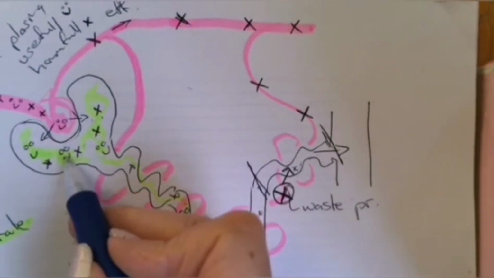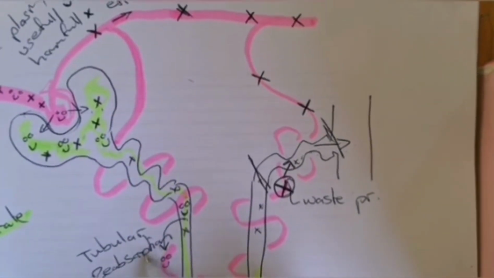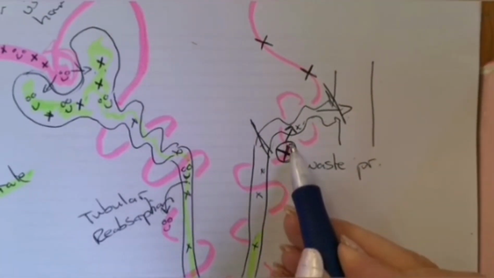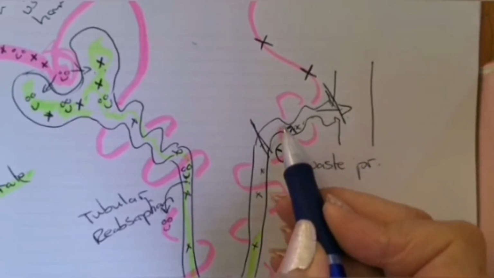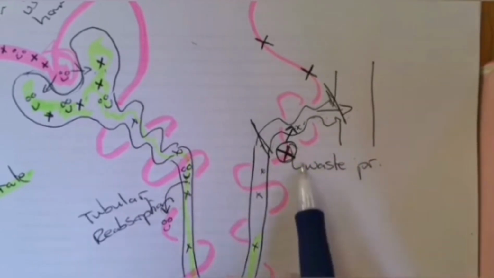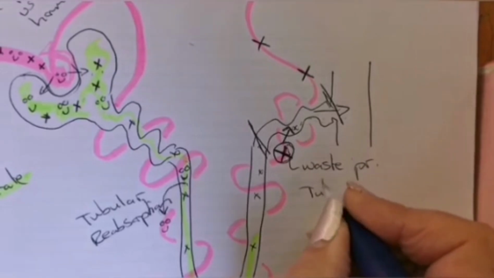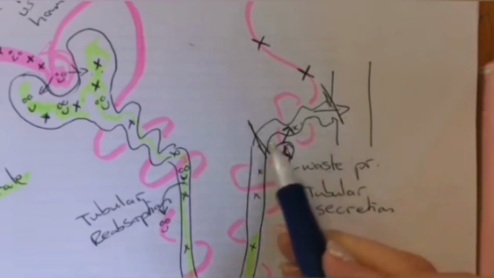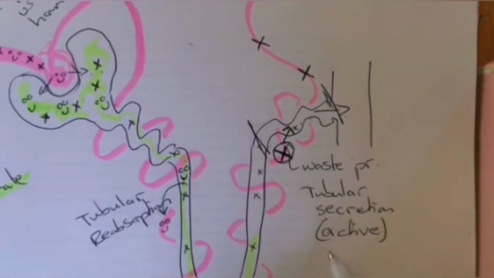Now, the filtration was passive. You didn't need energy. It just happened. Reabsorption of stuff is mostly passive. You don't need energy for it. But this sounds like work. So taking waste products and moving them, sometimes against a concentration gradient, into this tube requires energy. So that waste product being actively pushed into the filtrate in the tube would take place through a process called tubular secretion.